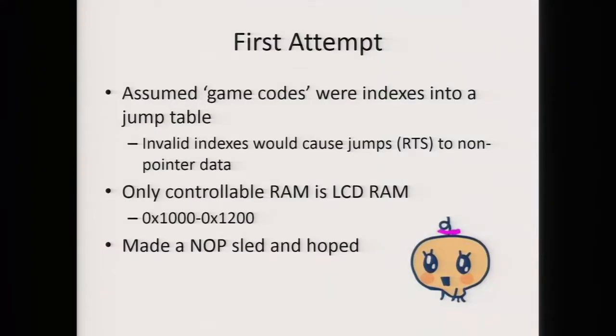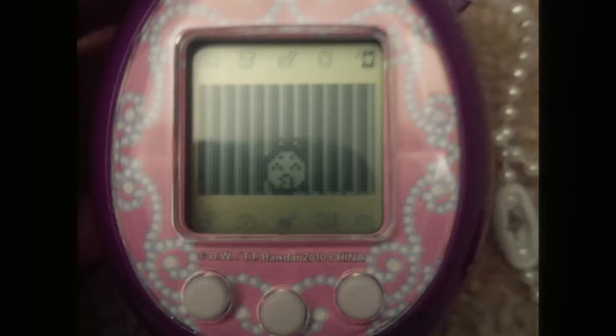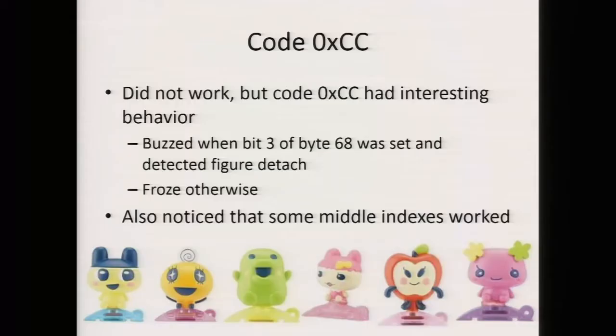So I kind of just imagined how it might work internally. And I thought, well, maybe game codes are indexes into a jump table. And there's only a small amount of RAM that I can control from a figure. And that's the stuff that's displayed on the screen. But that's about 200 bytes of RAM. And I thought, well, I'll just make a NOP sled and hope. So this is Marachi in front of my NOP sled. I eventually figured out how to make her move so as not to mess with my exploit. And I tried all 250 codes and hoped I would jump to the shell code. And I did not. But I did find some very interesting behavior in a code CC.